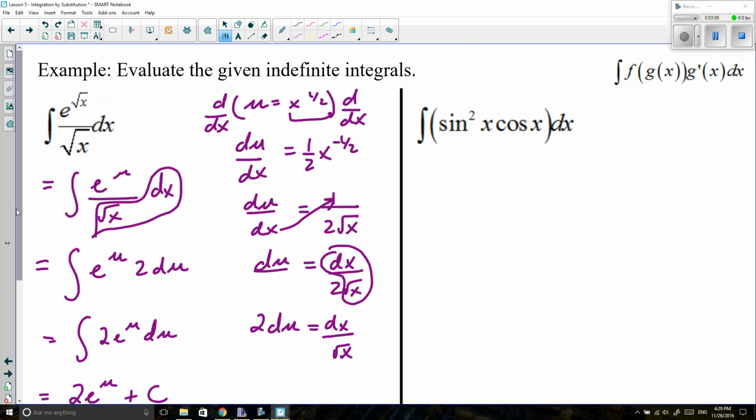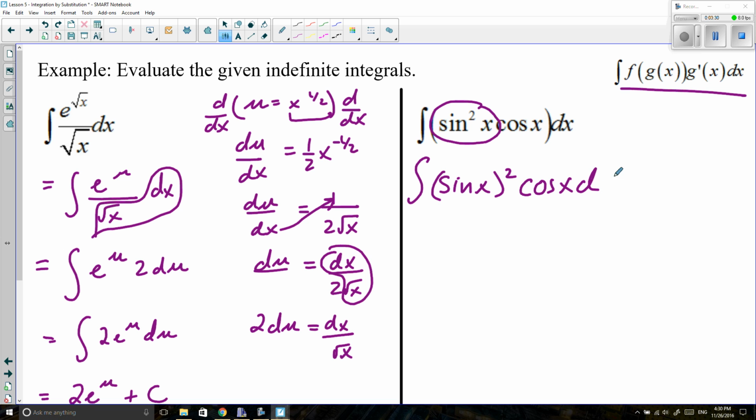The next one I'm going to do in this podcast is just the one next to it right here. So sine squared x cos x. Now, does it follow this pattern that we want here? Identify the composite function first. So I see the composite function here, sine squared x. Now when I take the derivative of the inside function, now what is the inside function? I'm going to rewrite it like this: sine x all to the power of 2 cos x dx. When I look at the inside function, when I take the derivative of sine x, I do get cos x. So it does follow this pattern.